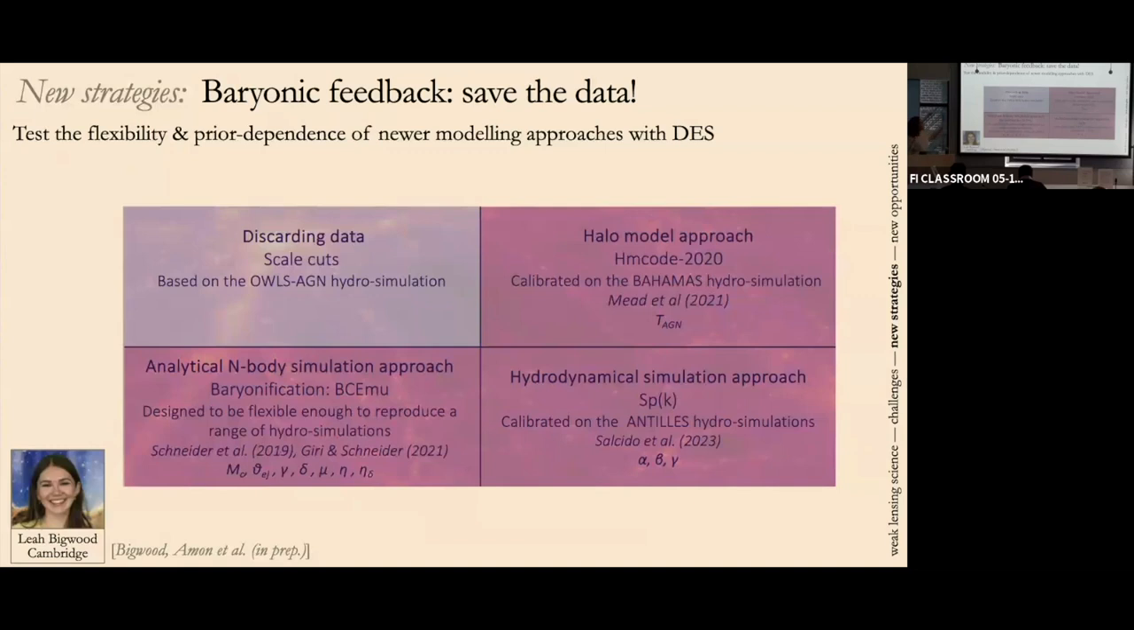And so Leah's been considering four different models. The DES approach is just to throw away all that data, but we've been using three more models. A halo model approach, which is called HMcode. Now this approach is designed to be like a halo model, but it is still calibrated to a simulation. So it's calibrated to the BAHAMAS hydrosimulation. And so the model just has one free parameter, T_AGN, that modulates how extreme the feedback is.